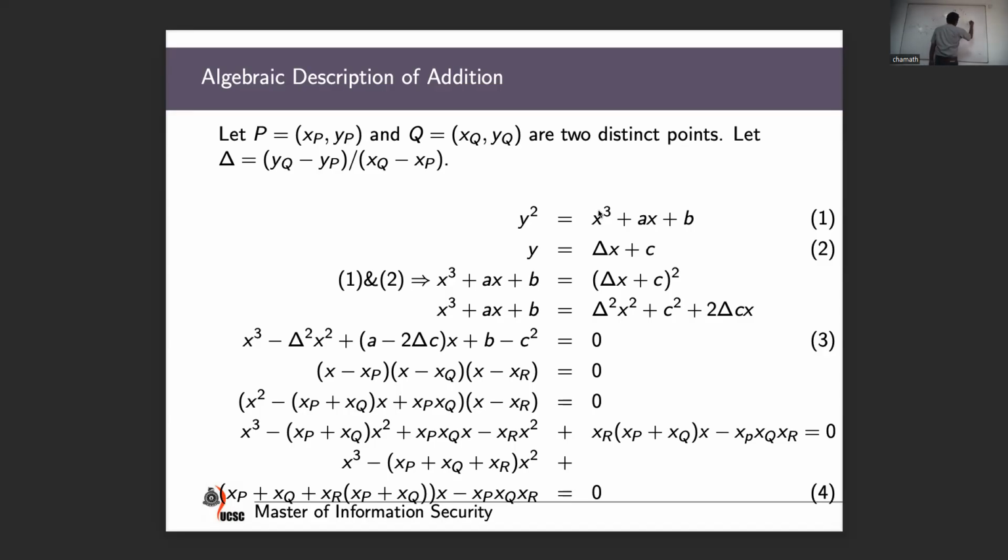We also know that y squared is equal to x cubed plus ax plus b, and we can write the equation of this line as y is equal to delta x plus c. P, Q, and this point, which is not R, maybe I'll call it K, are all on the line as well as the curve. So at these three points, both equations are true.